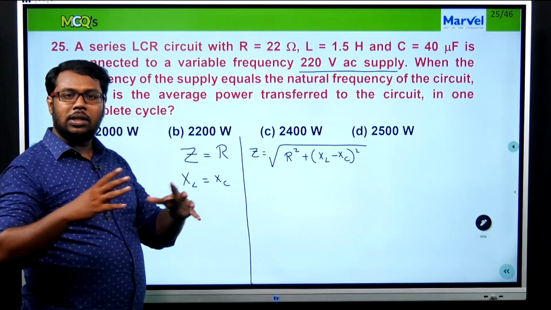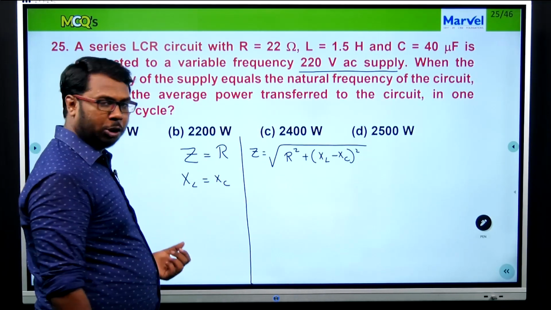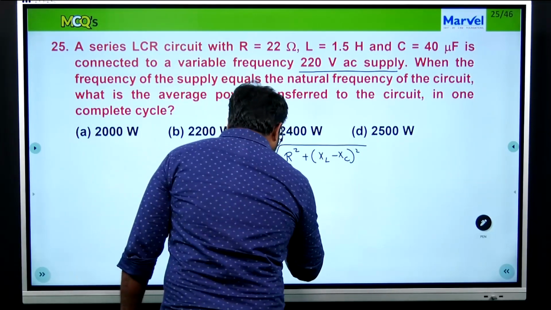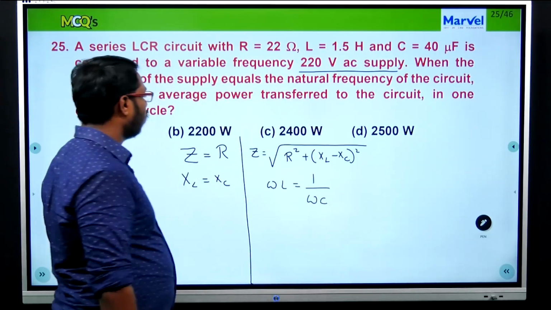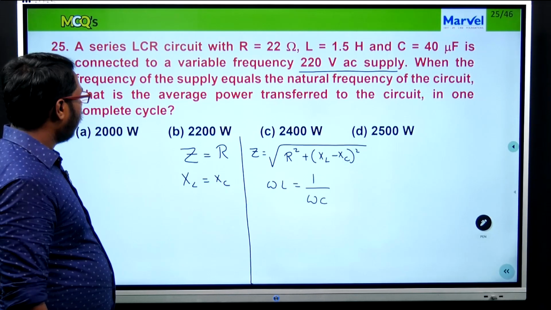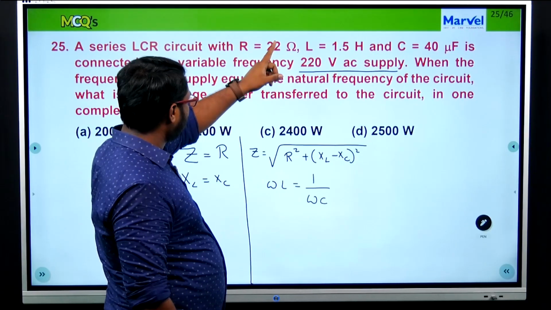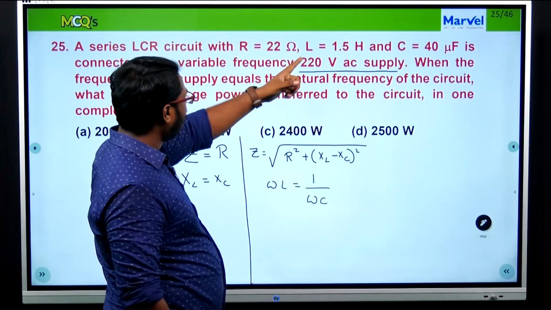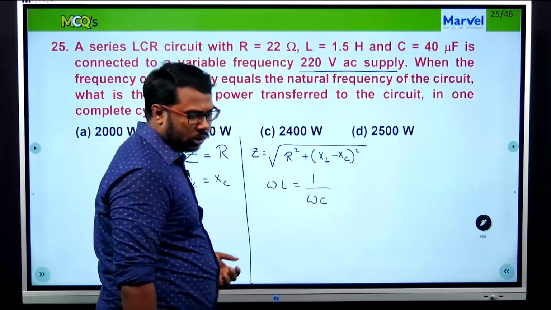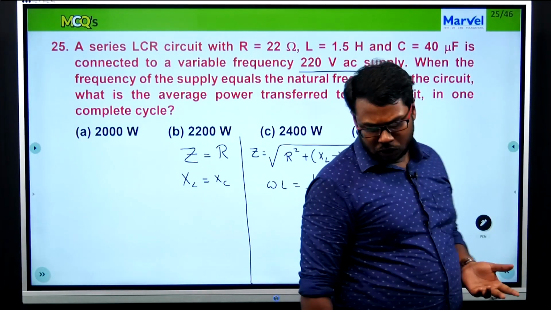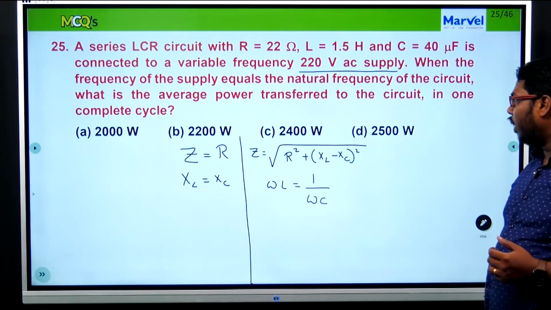Now I will expand XL and XC on both sides and substitute the values given to us in the question, and finish it off. What is XL? It is omega L. What is XC? 1 by omega C. Okay, what are we given? We are provided with 22 ohm of resistance, 1.5 henry of inductor, 40 microfarad of capacitor, and the voltage is given. What we are not provided with is the frequency, and they are asking us to find the average power.